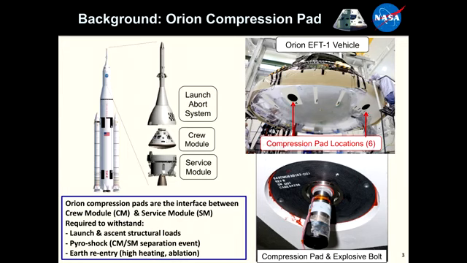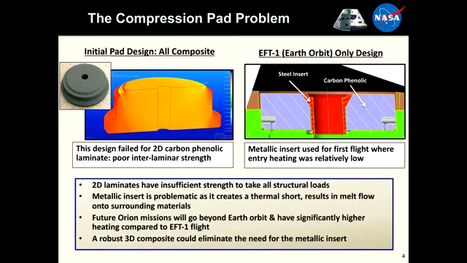So that's the overview of the component that we need to target. So what was the problem with the compression pad for that design? The initial design is shown in the top left here, and it was an all-composite design, simply with a hole in the middle for that explosive bolt to feed through and do its role. The problem was that this material was a 2D carbon phenolic laminate, and as laminates do, it had poor interlaminar strength. So that Z direction is just held together with glue. There's no fibers in the Z direction. You can get some poor strength. So this design didn't work out.